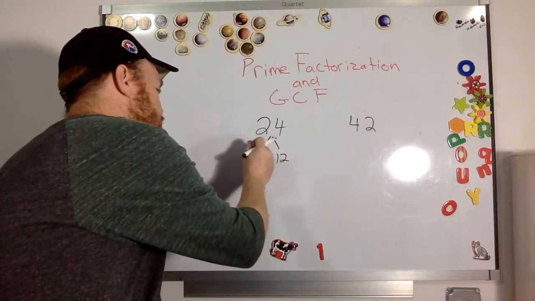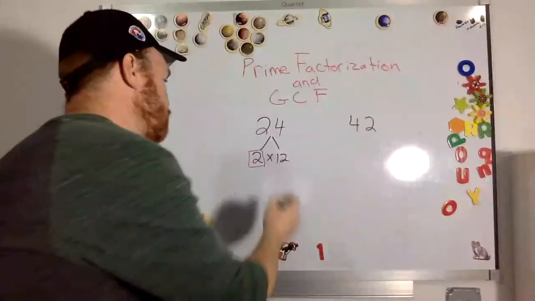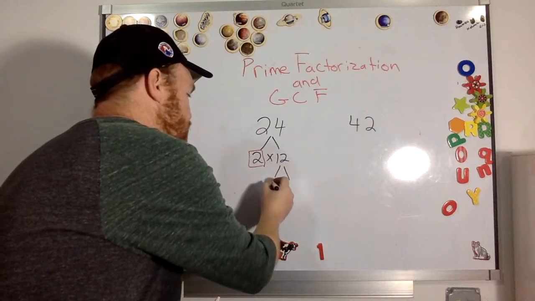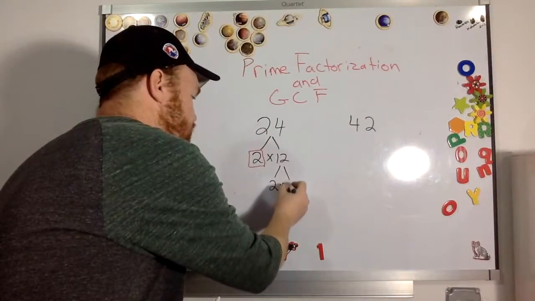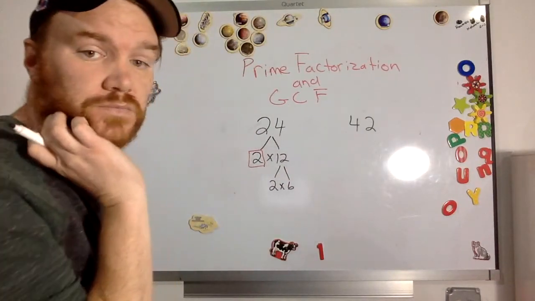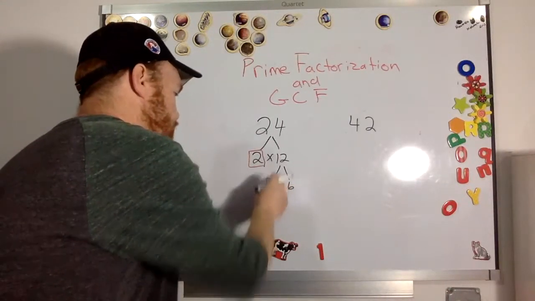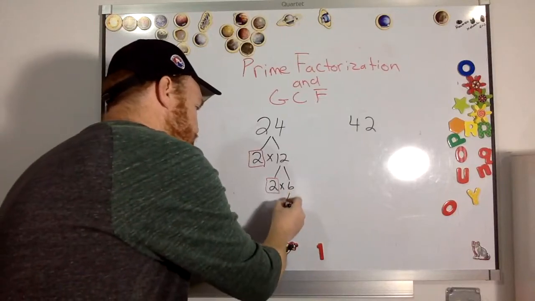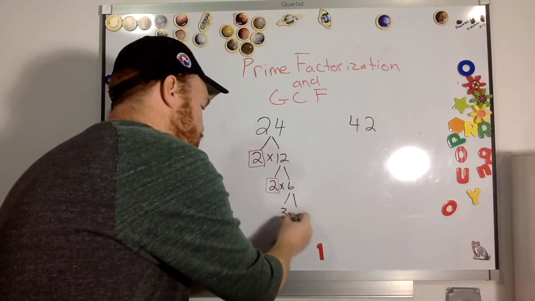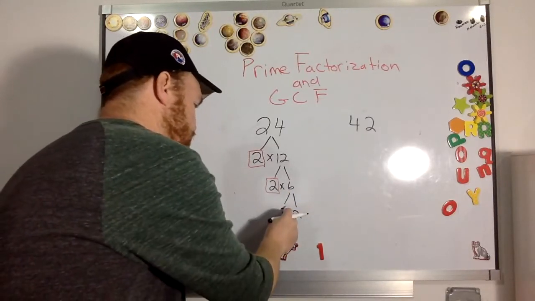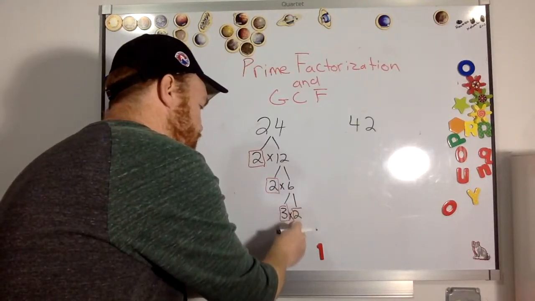So here I go. I'm going to box in my stopping number. 12 is not. I know I'm going to go 2 times 6. Okay, so 2 times 6. 2 is a stopping number. 6 is not. I break down 6: 3 times 2. Okay, 3 and 2 are both stopping numbers.